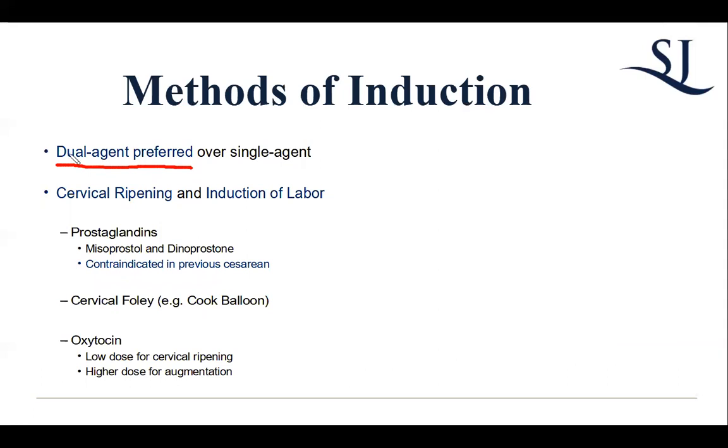I say the dual agent is preferred. What we're talking about in terms of dual agent is the use of a cervical ripening catheter plus a pharmacologic agent. Okay. So you'll hear them say on the floor, we'll do a Cook and Cytotec, right?